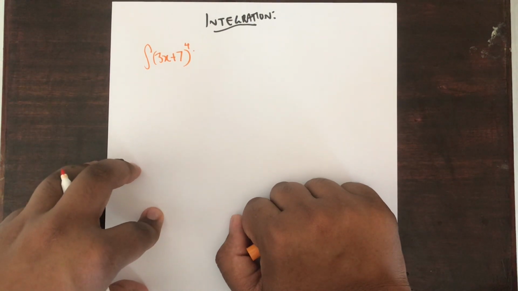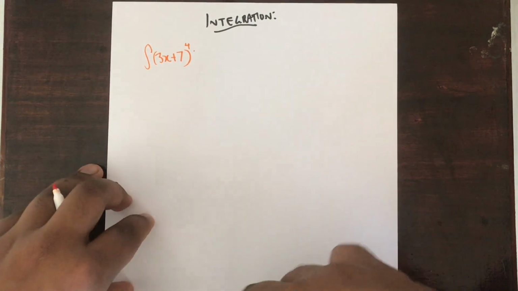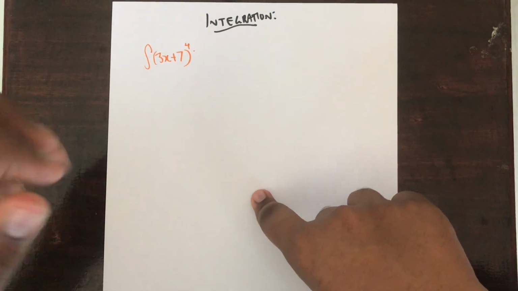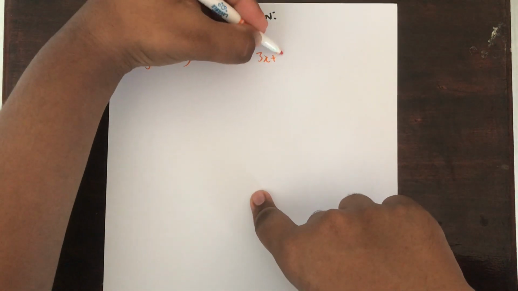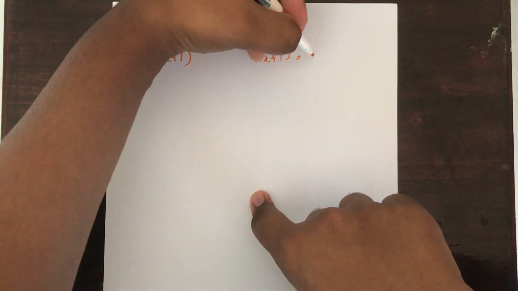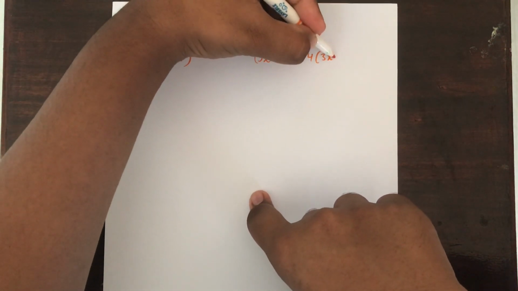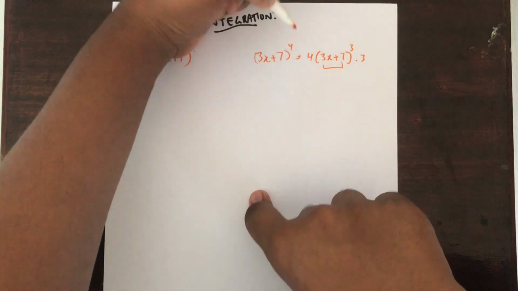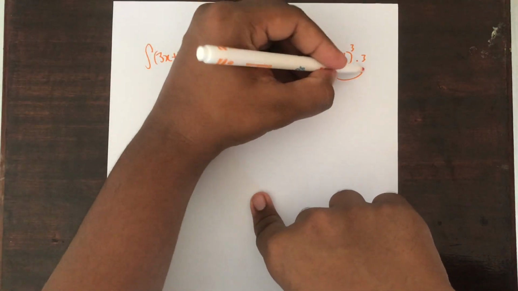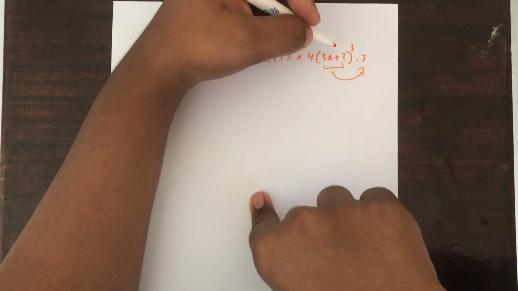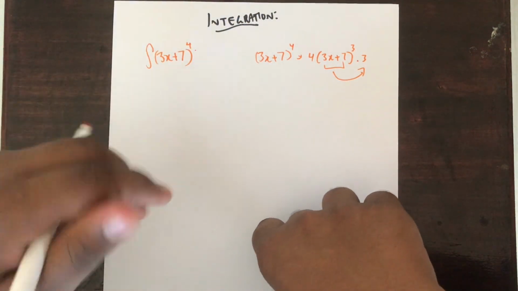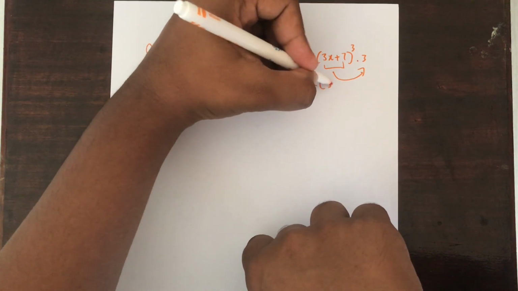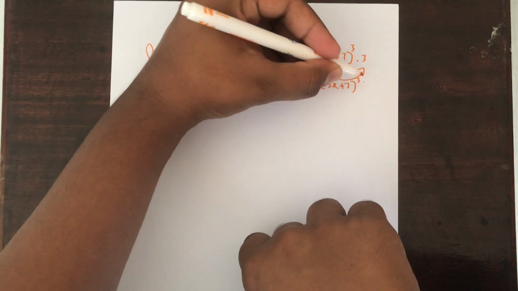Integrate (3x + 7)^4. Now in differentiation we learned something called the chain rule. So if you were to differentiate (3x + 7)^4, you're going to get 4 times (3x + 7)^3 times 3. This 3 is the differential of the bracket. If you differentiate 3x + 7, which is the bracket, you get 3. This is the same as 12 times (3x + 7)^3.